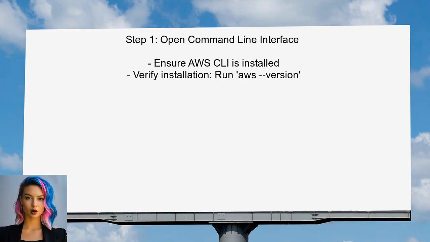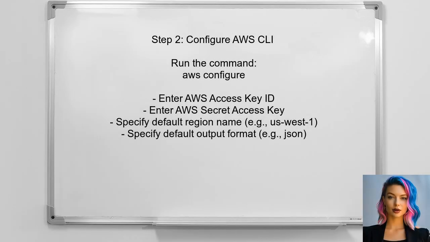To begin, the user should open their command line interface and ensure that the AWS Command Line Interface is installed. This is essential for executing AWS commands. Next, the user needs to configure their AWS CLI with their credentials. This can be done by running the command aws configure and entering the required information.